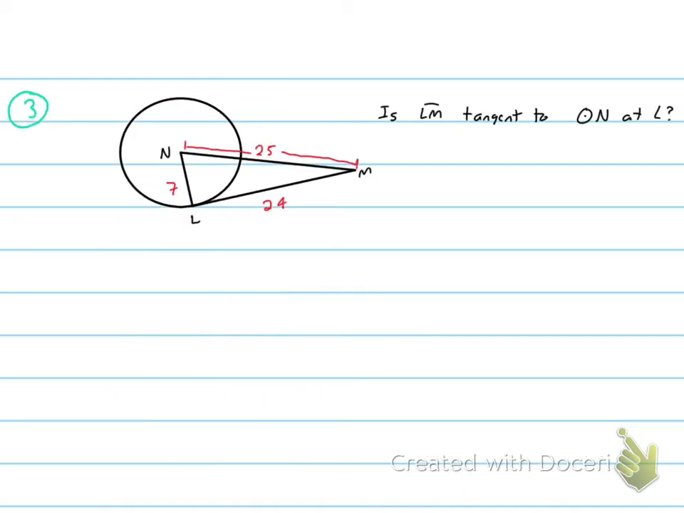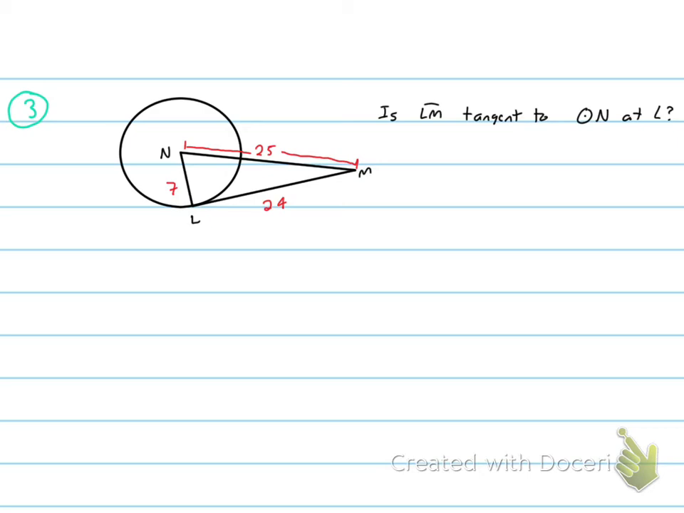Now in problem number 3, another kind of question that you could get asked is, let's say I have this diagram and I'm asking you, is LM tangent to circle N at point L? Here I'm not told that this is a tangent line. I want to determine if it is. And this theorem works both ways. So if I have a tangent line, then I know that I have a right angle. If I see that I have a right angle, I can assume that it's a tangent line.